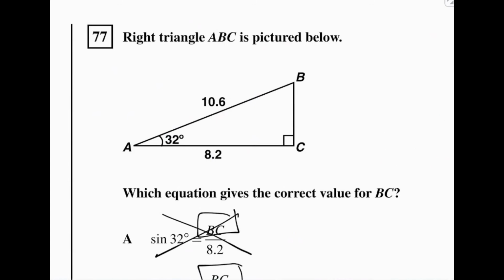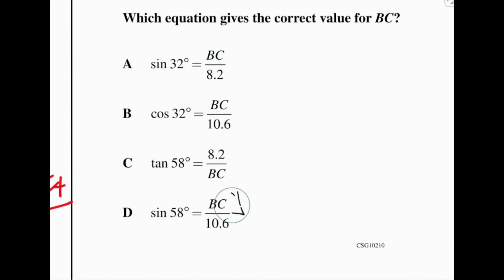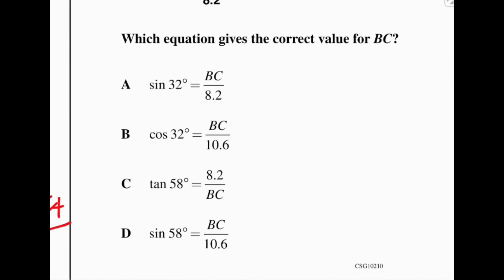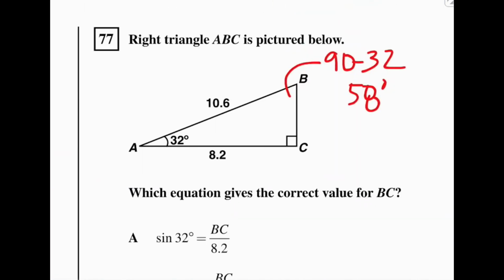What other information can we find knowing that this angle is 32 and it's a right triangle? Well, we know that this angle can be what? 90 minus 32, which is 58 degrees. And if you look down here, there are some answers that have 58. They're actually the last two. So now let's make some trig functions using 58, and also BC, because you notice they all have BC.